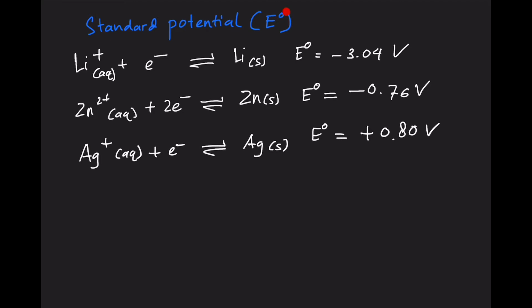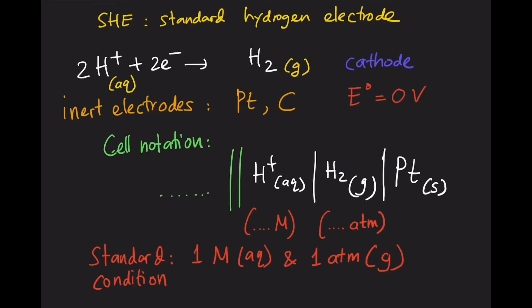The 0 is a symbol for the standard condition as usual. And normally for standard potential, we use a reduction reaction. And this is very important for you to remember. Now, the SHE, or the standard hydrogen electrode, is the one that we use as the reference point. So the E0 for SHE is equal to 0. The unit, of course, is in volt. So E0 is equal to 0 volt for standard hydrogen electrode.